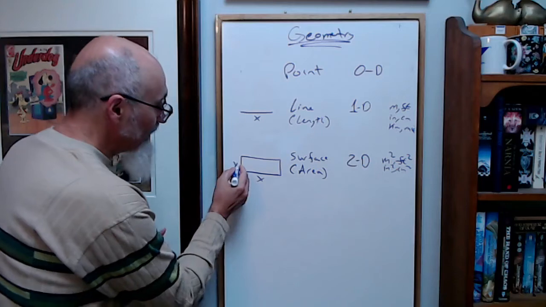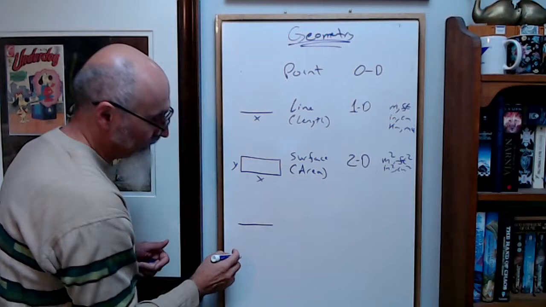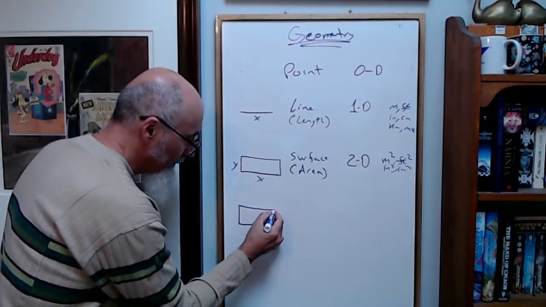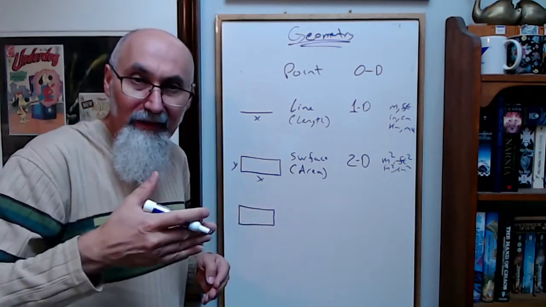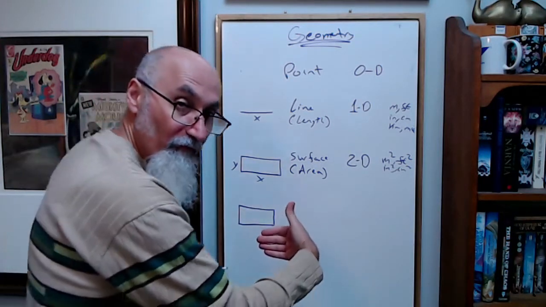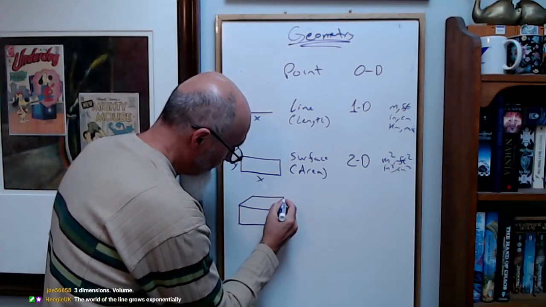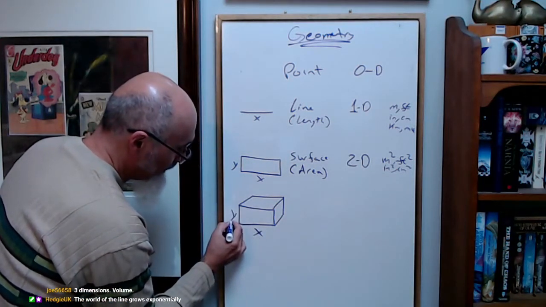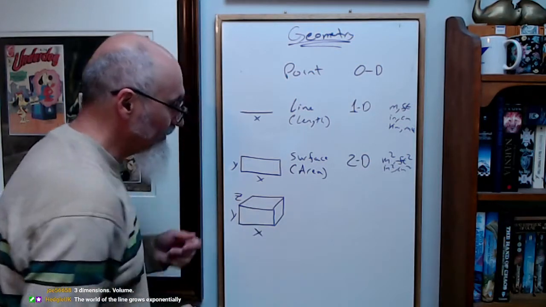Now, take this point, stretch it into a line, take your line, pan this line up, you get your surface. Now take the surface and push it either out of the page or into the page, right? Just push it in. So there is our X, there is our Y, and this is sort of depth, and we can call this Z if you want.